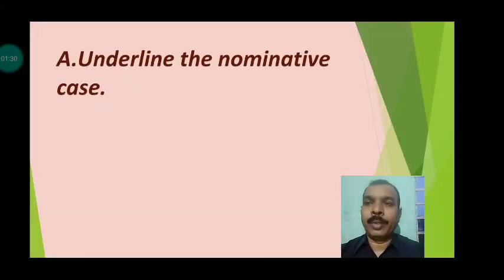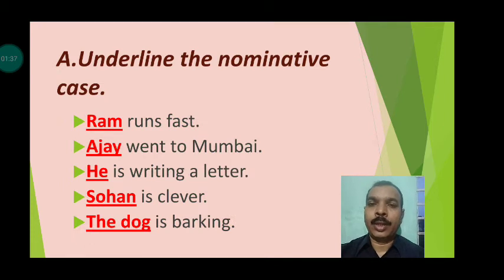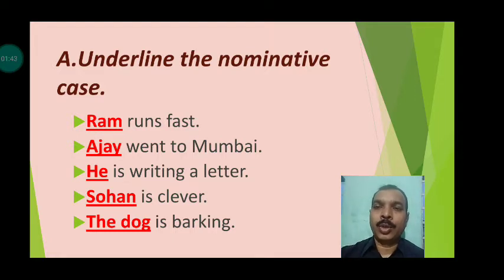Let's solve its exercise work to understand it in a better way. A. Underline the nominative case. Sentences are given here. Ram runs fast. Here, Ram is the subject of this sentence, so Ram is in nominative case. Ajay went to Mumbai. Ajay is the right answer here. Ajay is in nominative case. Ajay is the subject of this sentence.